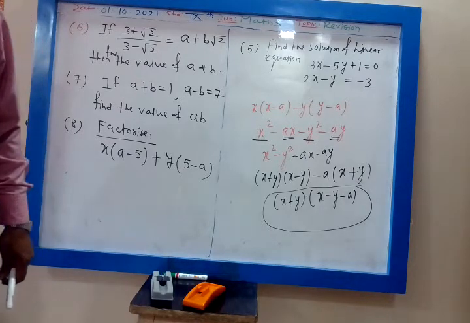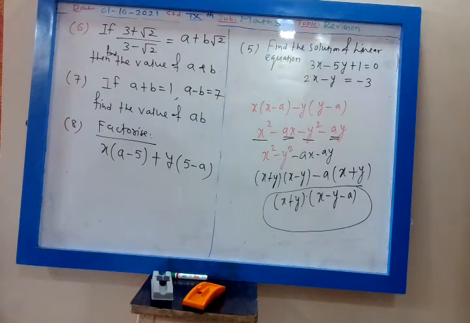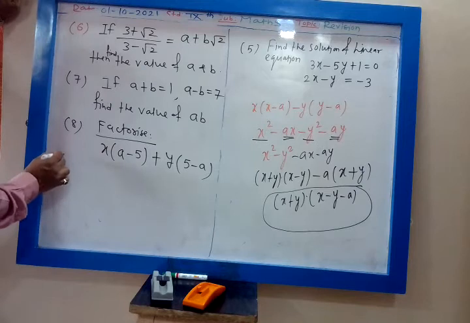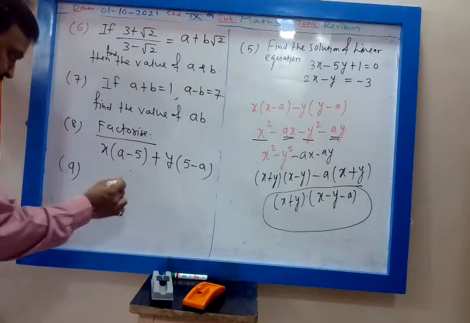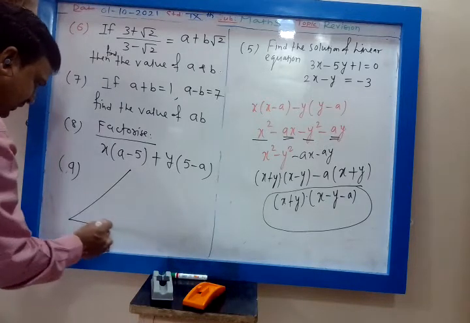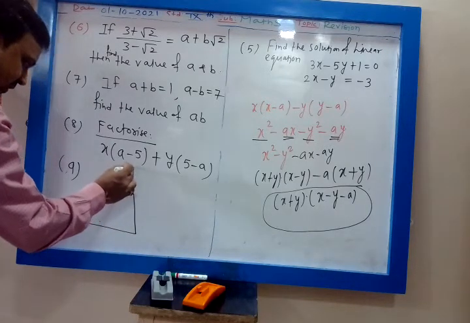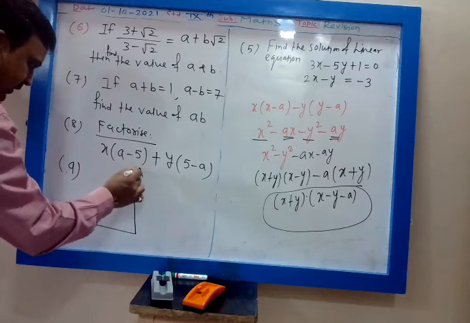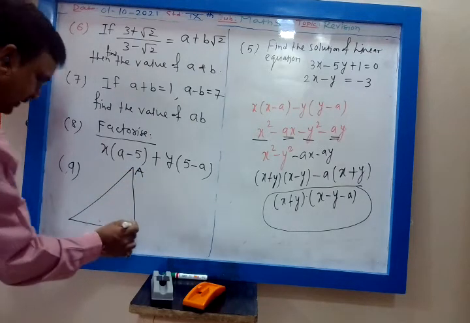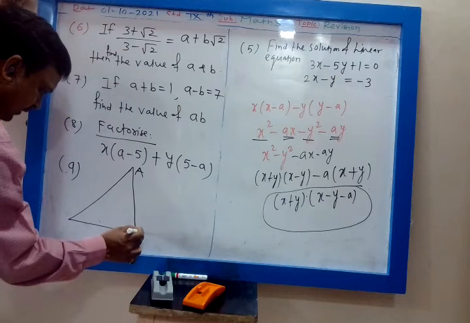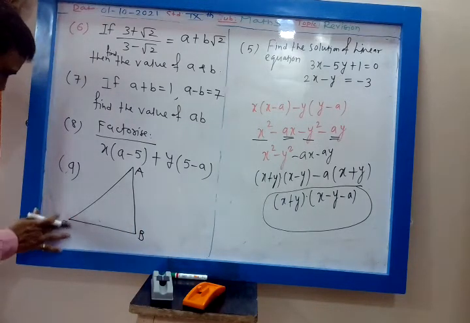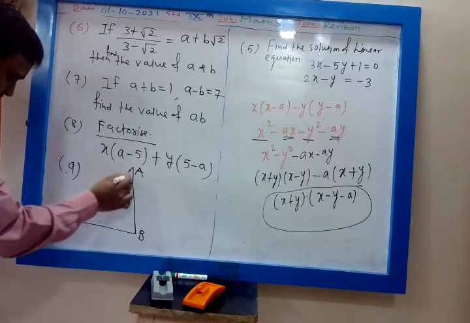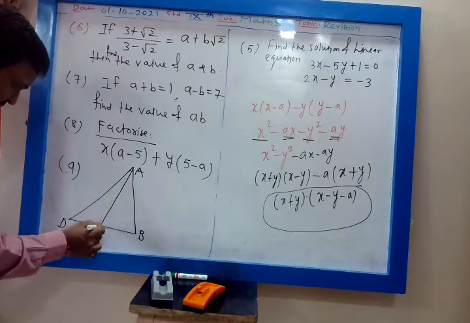Then chalo, find AB. Chalo, ninth one. We are given a triangle ABC. No, this is D. Then this is my C.